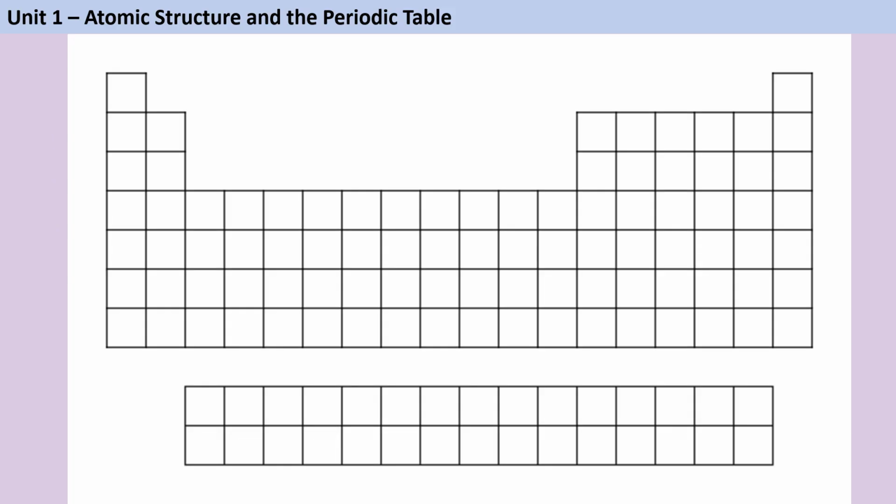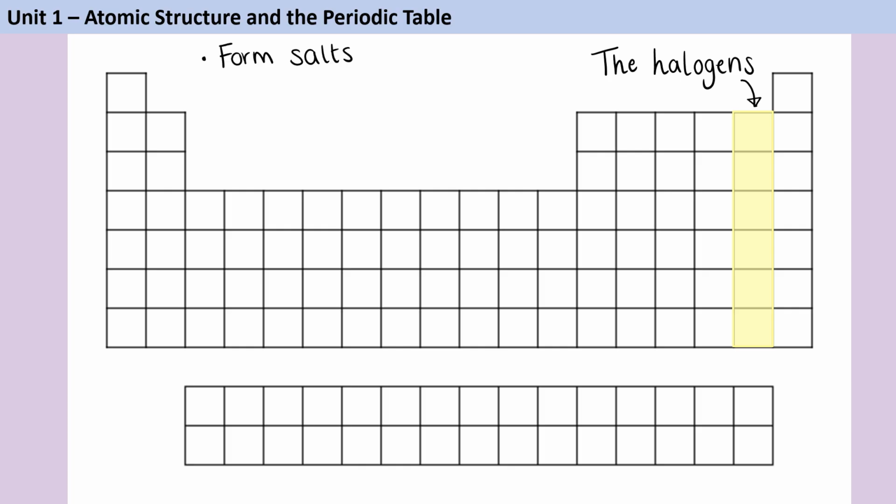The halogens are found in group 7 of the periodic table, on the right-hand side, just before we get to the noble gases. The name halogen means salt former, because when these elements react with metals, they form compounds known as salts, which is another name we give to ionic compounds like sodium chloride or potassium bromide.